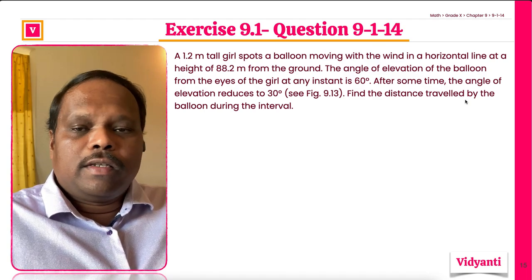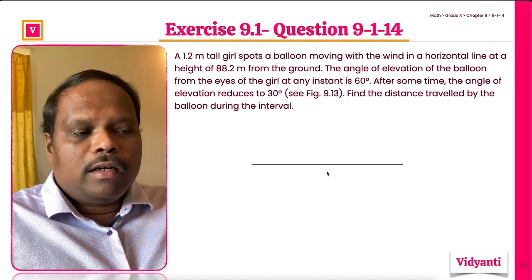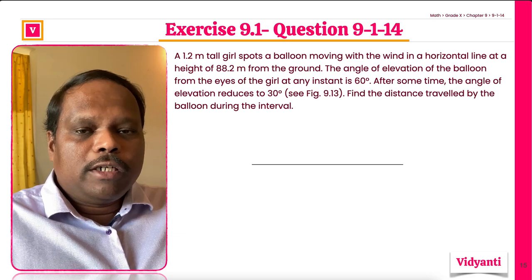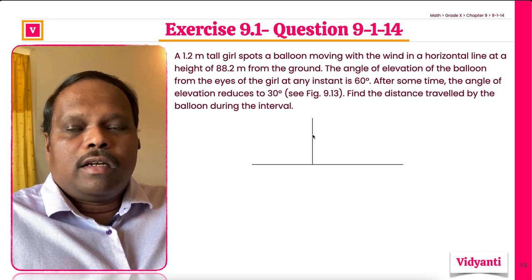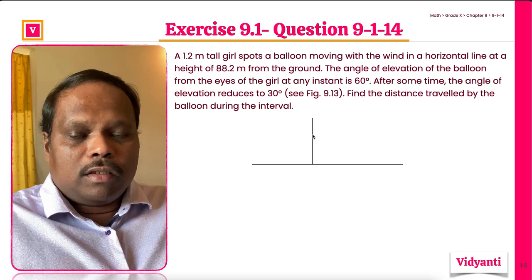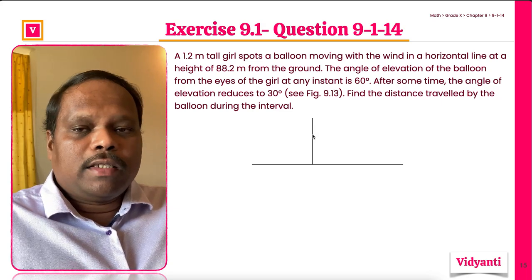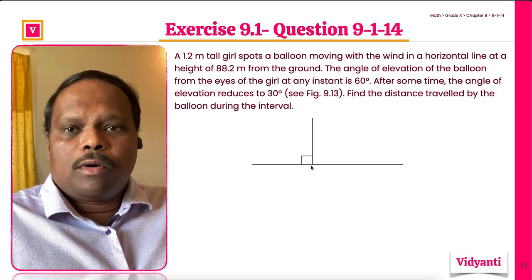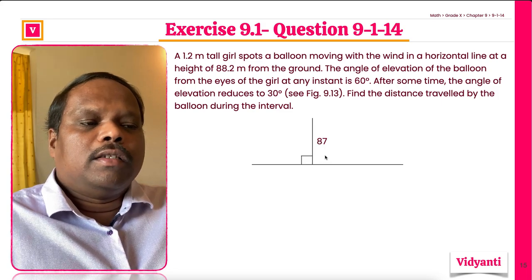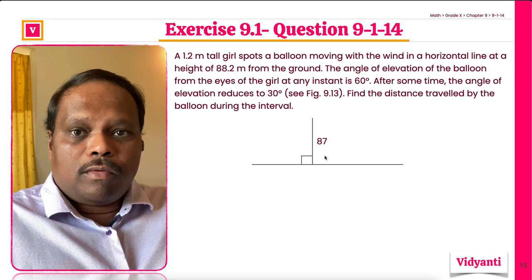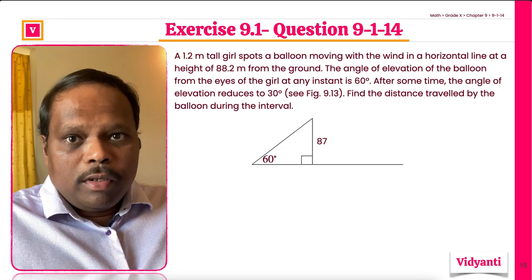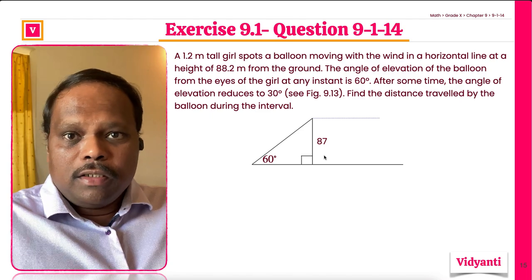So let's quickly see the diagram. Let's say this line represents the eyesight level, not the ground level, because we have already subtracted 1.2 meters, and this line represents the net elevation, the effective elevation from the eyesight level of that balloon. Now this will be obviously perpendicular to the ground, and this is 87 meters from the eyesight level. So the angle of elevation in the beginning has been given as 60 degrees.